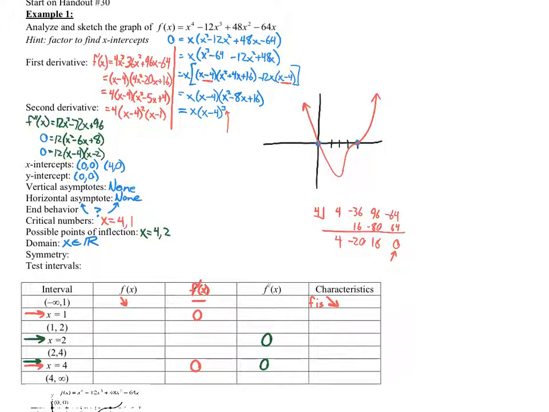Okay, so now we have the interval. Let's check our second derivative. In this interval, if I plug in 0 to our second derivative, what do I get? I get a positive. So for our second derivative, f double prime of x is positive, which means f is also concave up.